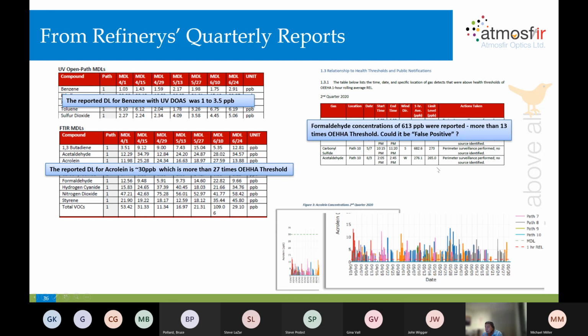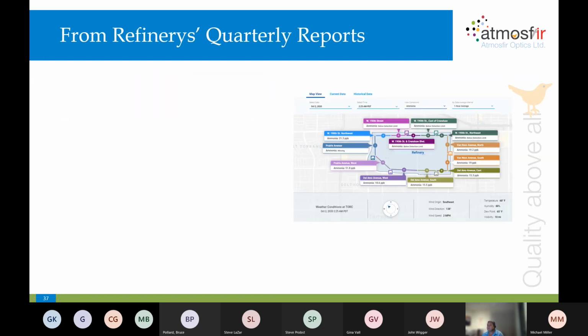Again, the example of above 60, 100 ppb for formaldehyde, I suspect it is at least a false positive. Again, if you look at the benzene concentration, rarely is there a benzene hit above the detection limit. Let's move to another refinery.